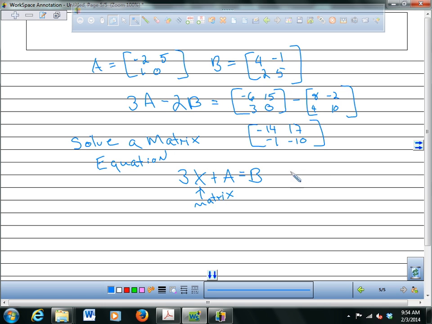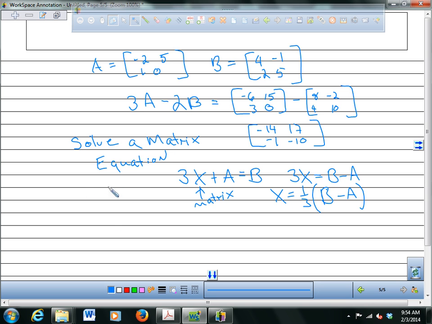Subtract a. So you get 3x equals b minus a, and then I could divide by 3 or multiply by 1/3, which is the same thing. So I'm going to get that x is equal to 1/3 of the matrix b minus a. And so we'll do one in a second.